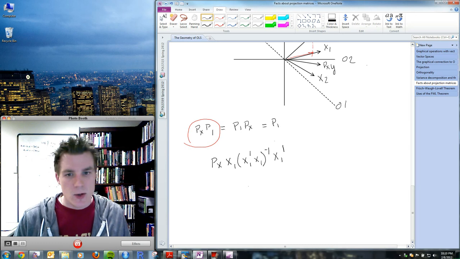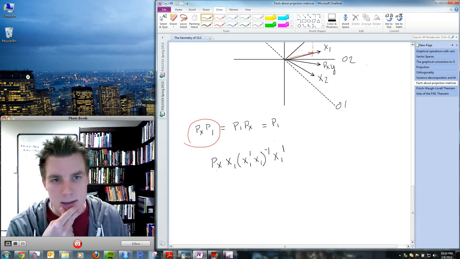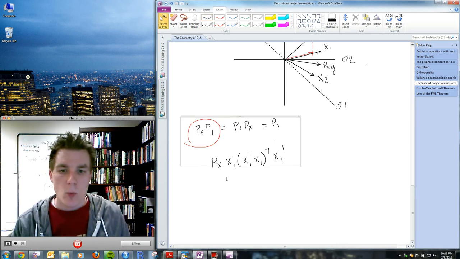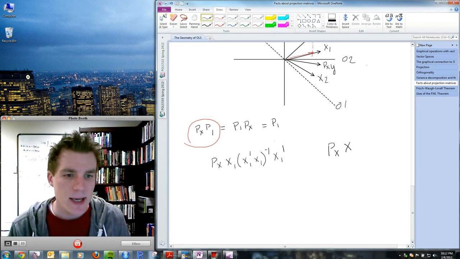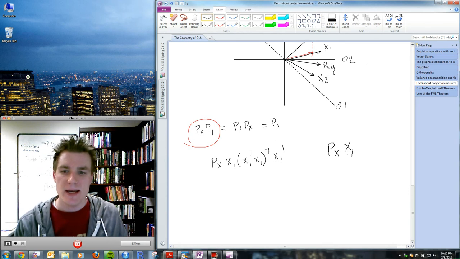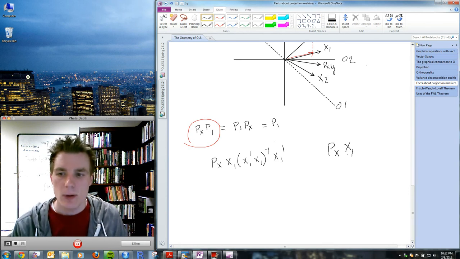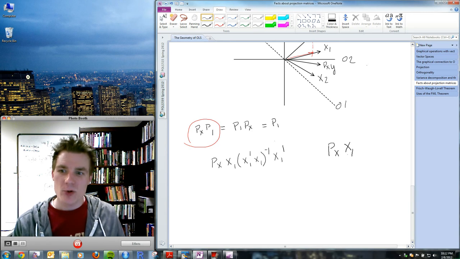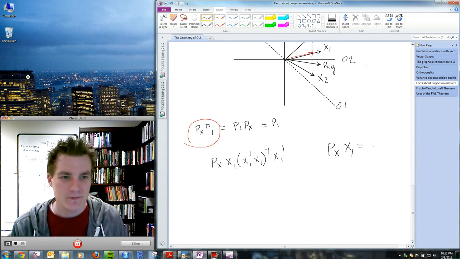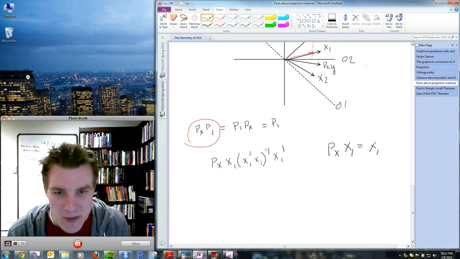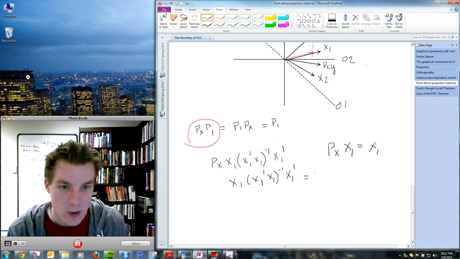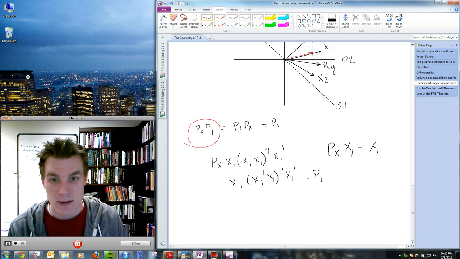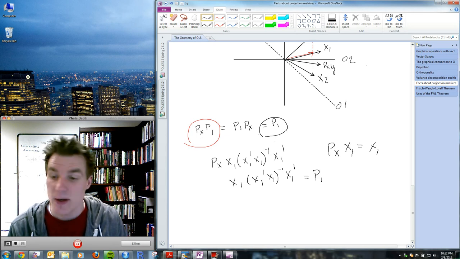Now what I want to say is, what is Px x1? Px x1 is the portion of x1 that's representable in x space. What portion of x1 is representable in x space? All of it. So this just becomes x1 (x1 transpose x1) inverse x1 transpose, or P1. So I can show that this equals this. That's what I've just done.